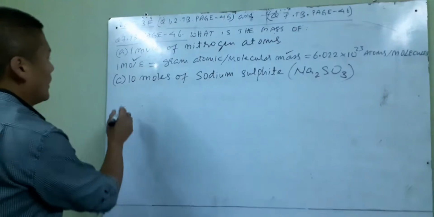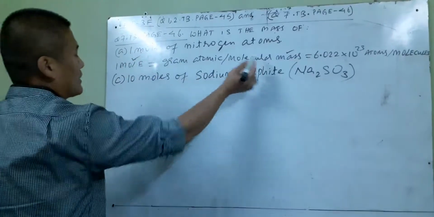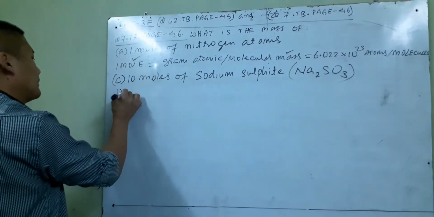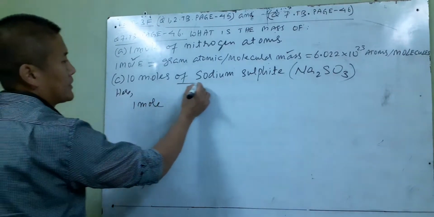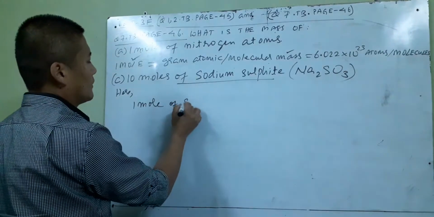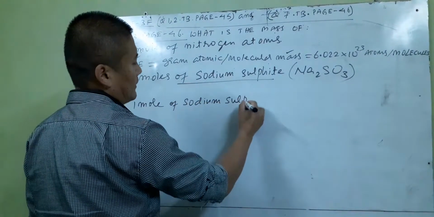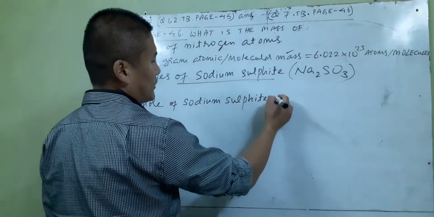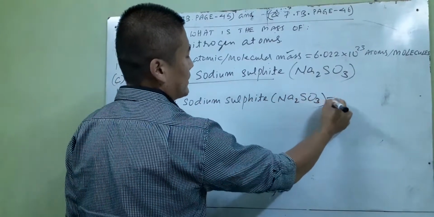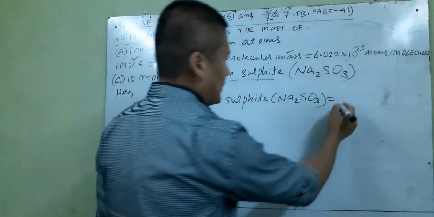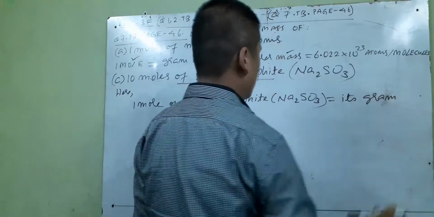So now, again mass from mole, so this same formula, mole and mass. So you write here, 1 mole, and the rest of the language use the same one, of sodium sulfite. They did not mention this time whether it's molecule or atom. So we have to figure it out ourselves. But it's quite easy. Look here. It's equal to its gram atomic or molecular mass.